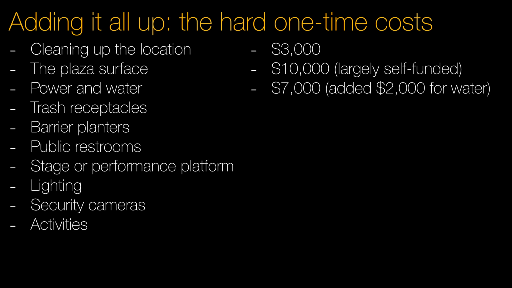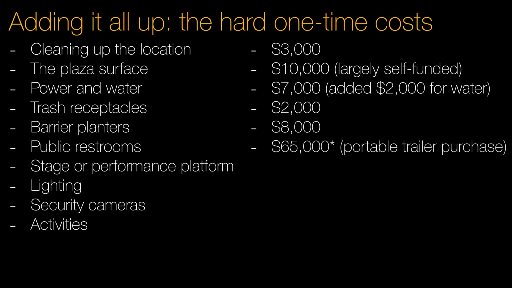Power and water, I added $2,000 to get water in a couple different sites there. Remember, this is in the heart of your downtown, so utilities are probably not going to have to be run more than 100 feet. Trash receptacles, we put that in there. Your barrier planters, including the planting. Your public restrooms, I put in the full price to buy one brand new. I put in $12,000 for your stage, and lighting, I put $800. Your security, I didn't even tell you about security cameras, but you might have security cameras there. And it's not to make it look like Gestapo, but it's to ward off anybody happening in the middle of the night out there, because we don't pack up all the stuff every night.